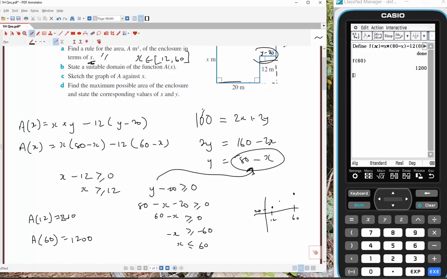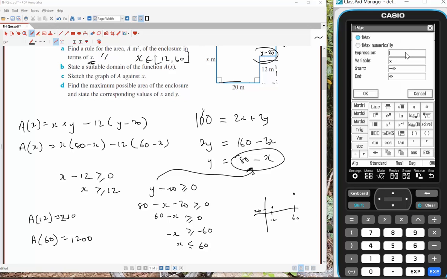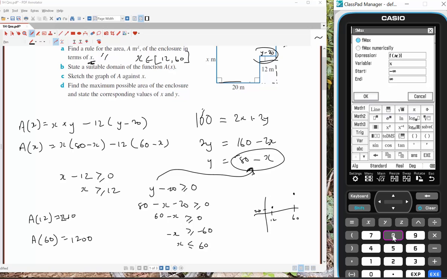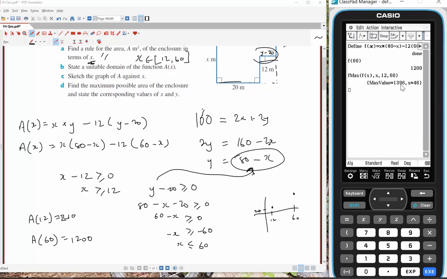So what we're looking for is the value of the turning point. And I think what we'll do is let's have a crack at Fmax. So what we're going to do is calculation Fmax here. Now the expression we want to operate on is f of x. So we'll go Shift and 8. And it's between 12 and 60. So this basically says, hey, can you go hunting between 12 and 60 on this function here and tell me the highest value? And it goes, yeah, my highest value is 1396 at x equals 46.